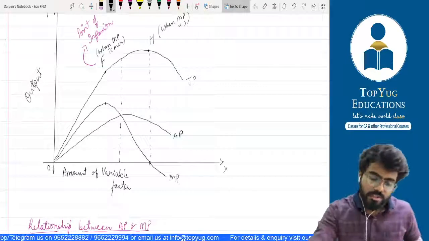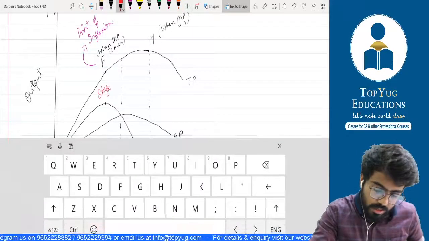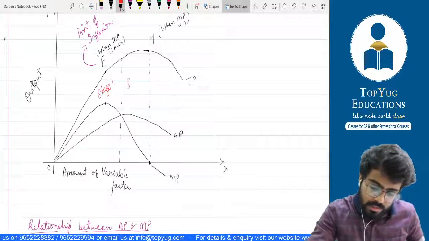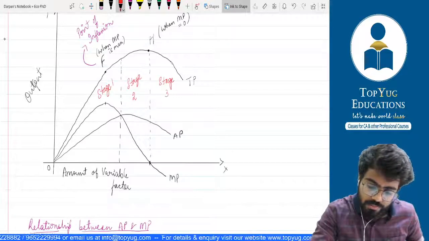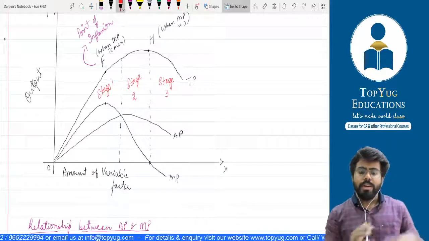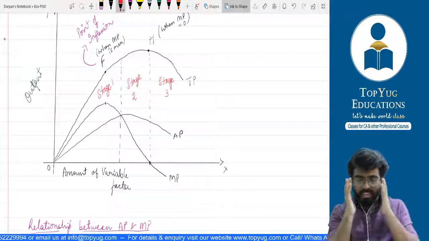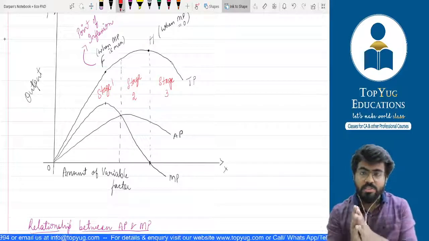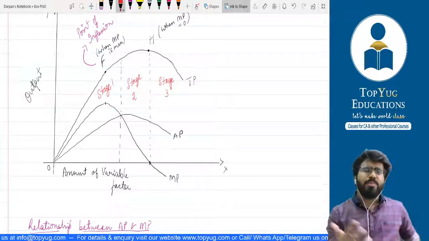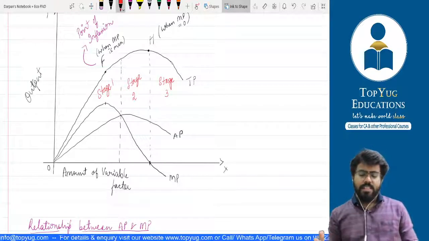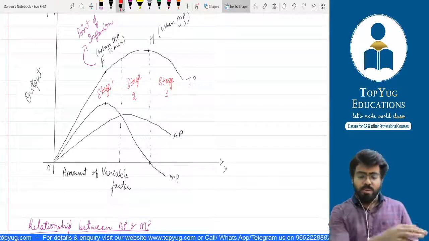Okay, these are the 3 stages, where this is stage 1, this is stage 2, and this is stage 3. Alright, stage 1, stage 2, and stage 3. These are the 3 stages of law of variable proportion. Now what is happening in these stages and why did we divide them in 3 stages? Let's see that. Let's see stage 1 first.